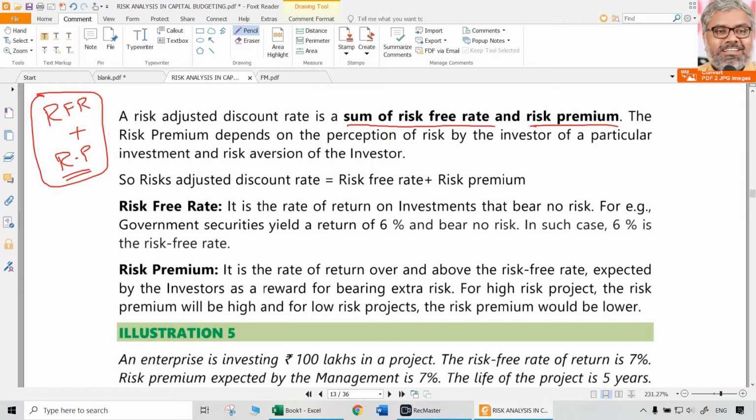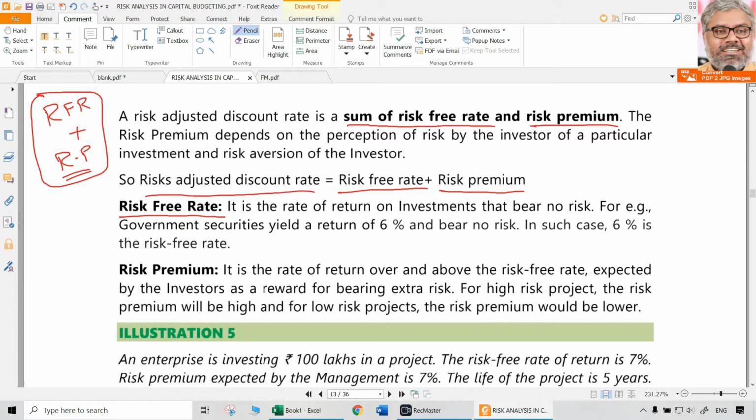But concept is same. Concept is what? Any project which requires more return because it is more risky should definitely be discounted with a big discount rate, or bigger rate of return being expected from such project. So how to get that? It's a simple logic. Whatever the risk free rate is there plus the risk premium will give us risk adjusted discount rate. So what is risk free rate?